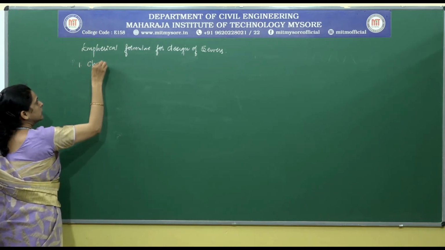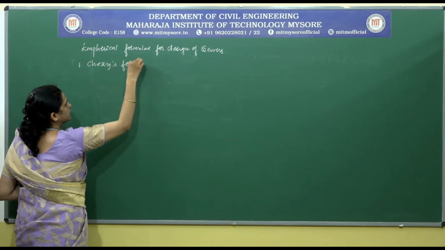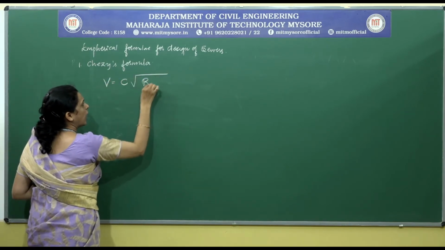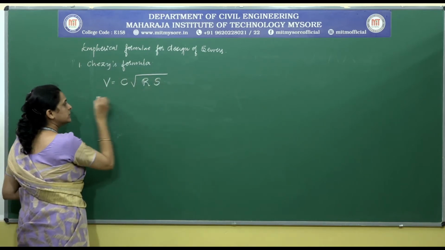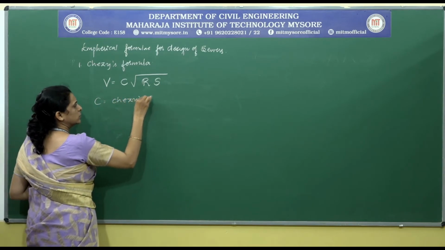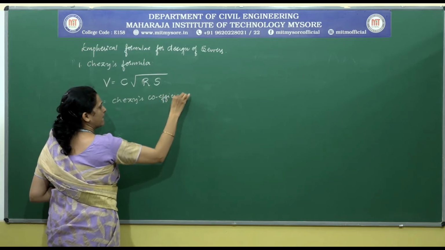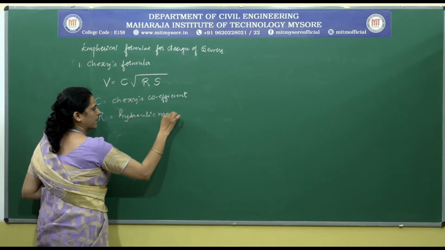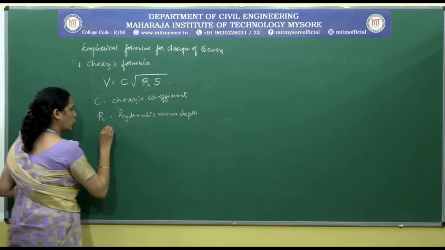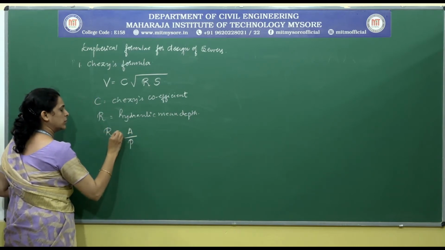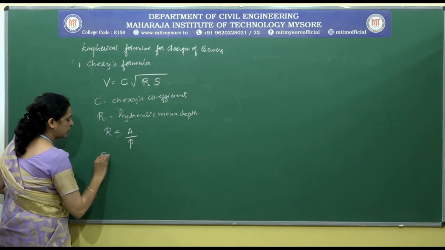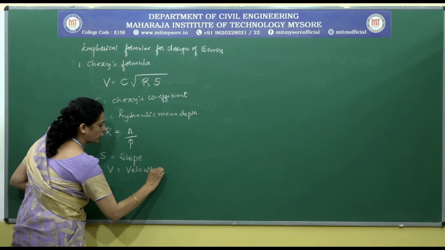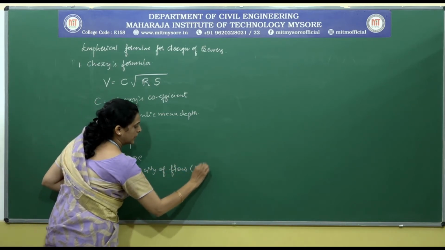First one is Chedji's formula, which states that V is equal to C root of R into S, where C is the Chedji's coefficient, R is hydraulic mean depth, S is equal to slope, V is equal to velocity of flow in meter per second.